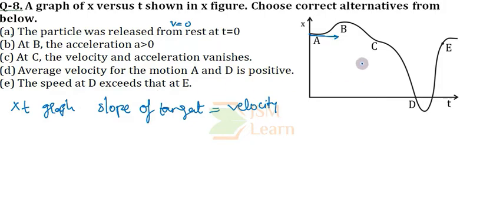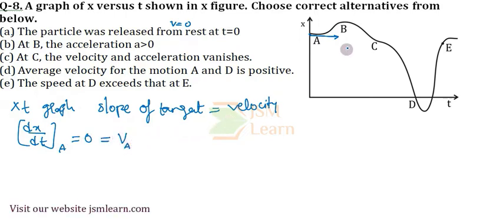When I drew a tangent, I found that the tangent is parallel to the time axis. Hence, the slope of the tangent at point A is 0. Since the slope of the tangent at point A is 0, velocity at point A is also 0. So I can conclude that at t equals 0, v is also equal to 0. So this satisfies option A. So option A is true. Now coming to option B.